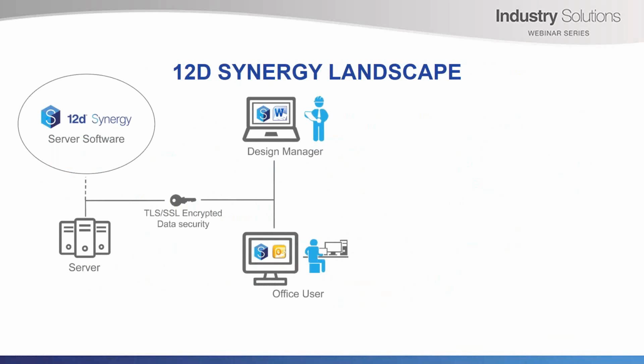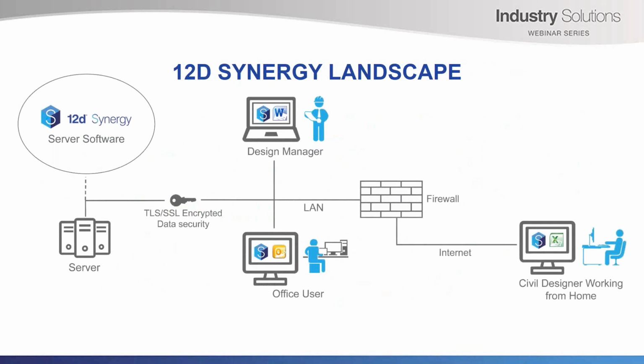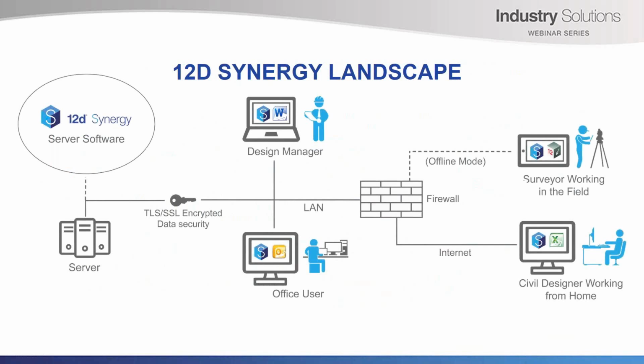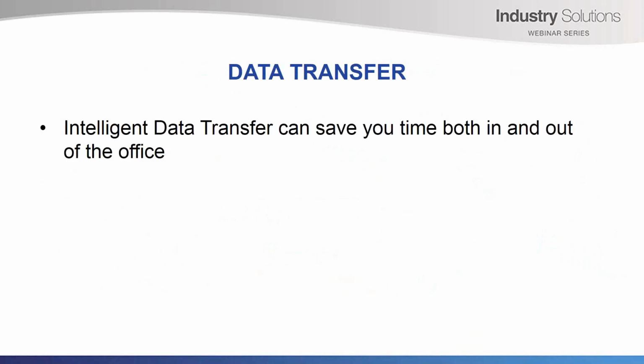And it's important to note that that data is encrypted. Security is our number one priority, so everything you send and receive is protected. Someone might be accessing that data over the internet from home. Maybe they're doing it offline in the field with our offline mode, or doing it with the new data synchronization tool with semi-disconnected tablets. So there's lots of different ways you can connect up to that server. So intelligent data transfer in that layout can save you time both in and out of the office.